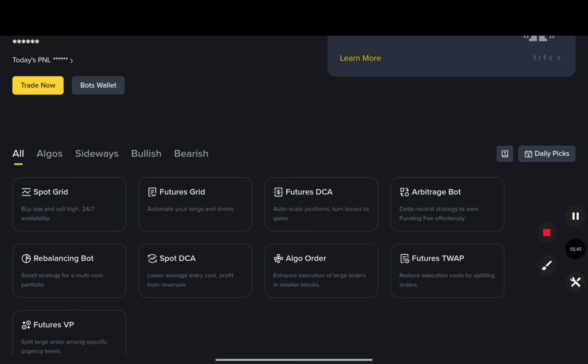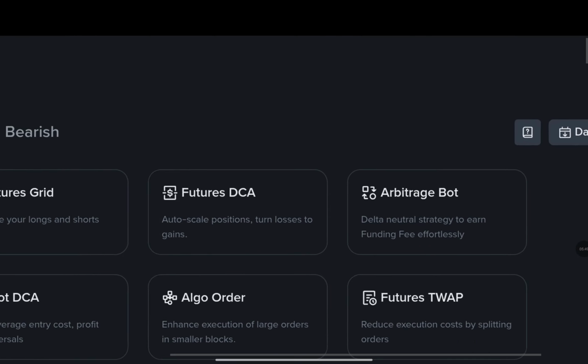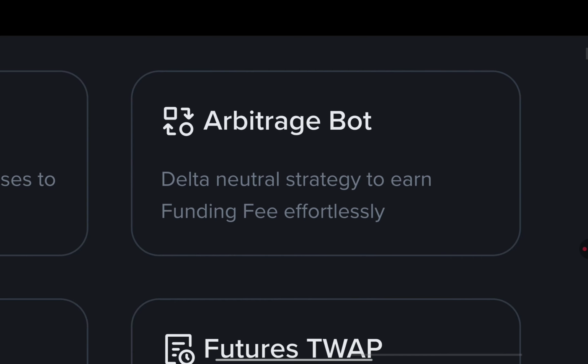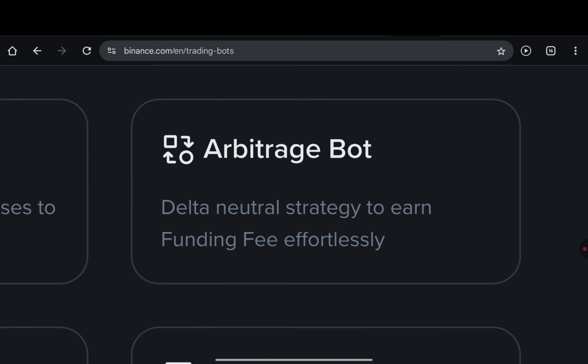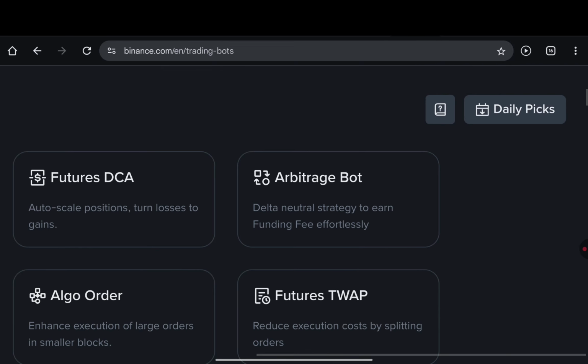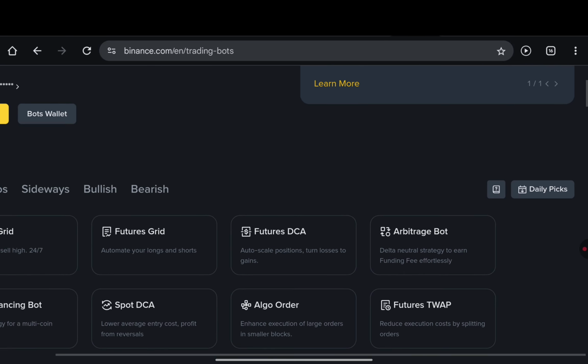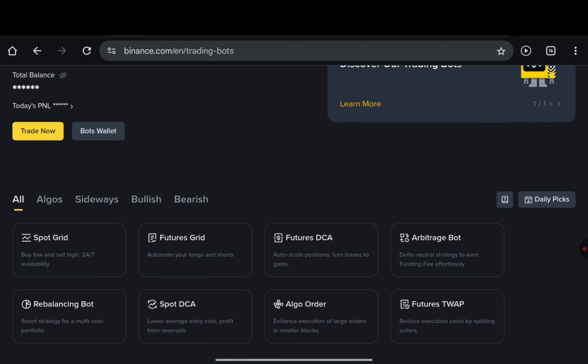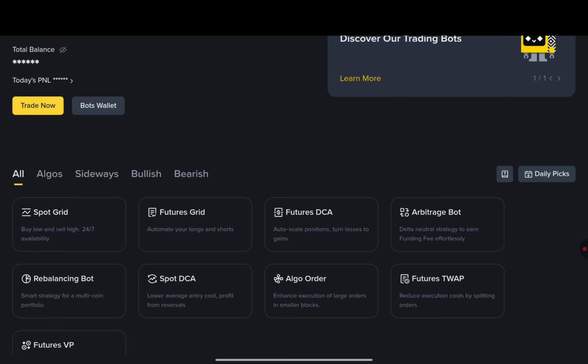But before you do that, I want you to read what is written here on Binance. You can see clearly right here, it says delta neutral strategy to earn funding fee effortlessly. Now, some of you are going to be confused about this. To be honest, it's fair if you're confused. I myself was confused as well at the beginning of this whole thing.